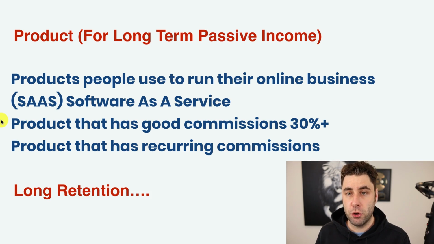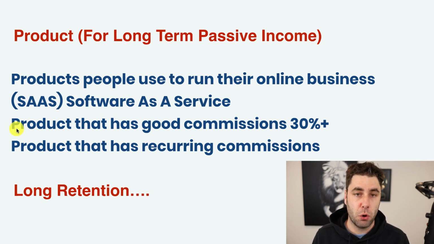Now, the product has to have good commissions. You don't want to promote products where you get 4%, 5% commissions. You want to get at least 30% or more. The good thing about these types of programs is they're usually 30% or more, most of them, and some of them are more than 50%. And you also want a product that has recurring commissions. This isn't really a must, but the best thing about it is you get money for a long time, and they have what we call long retention. This is what that means.